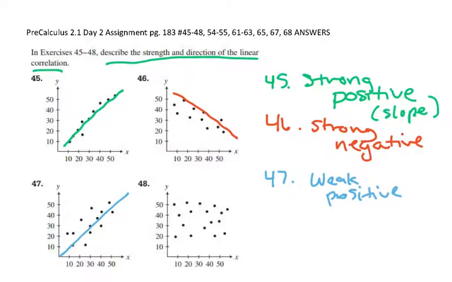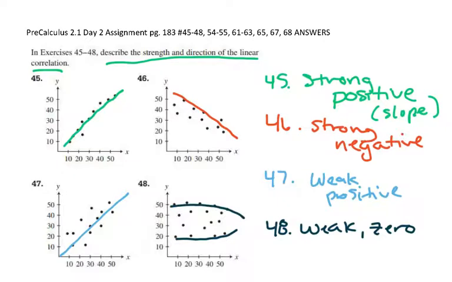And then the last one, depending on how precise you want to get, in number 48, we're going to say that it's weak, and that there's pretty much zero correlation or strength. Potentially you could follow how this goes up, or you could say this goes down, but either way the data is pretty evenly spread out, which means it's weak.